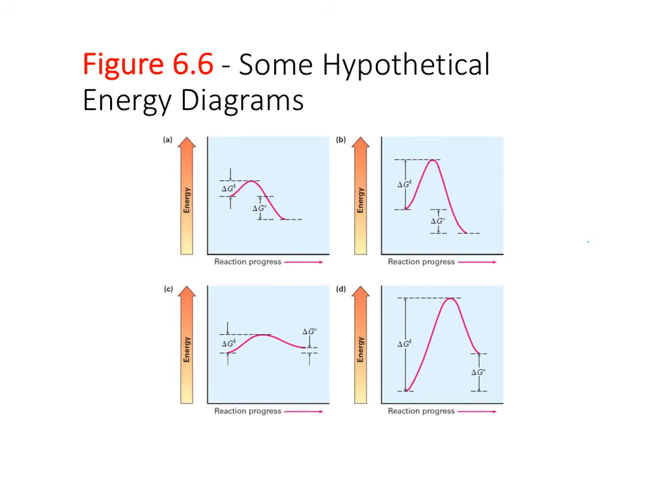Every type of reaction has an energy diagram associated with it, so these would be some hypothetical energy diagrams. Notice here that this delta G has this symbol next to it. That refers to the delta G, the amount of energy change in between the reactants and the transition state, and it's called the activation energy.